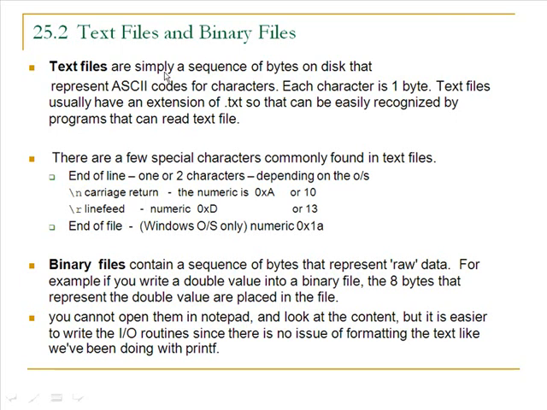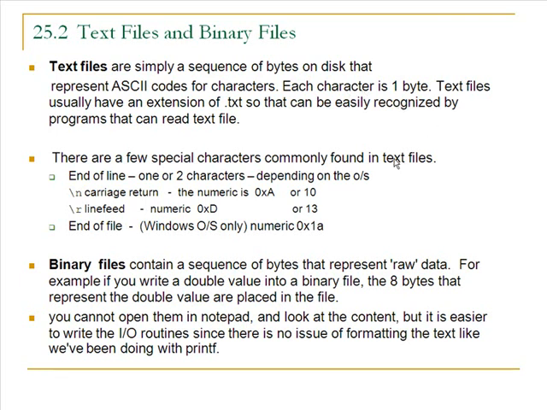Text files are simply a sequence of bytes on the disk where each byte represents the ASCII code for some character, and each character is 1 byte large, which is the same as a char variable in C. Text files usually have an extension .txt so that they can be easily recognized by programs that can read text files. For example, if you double-click on a .txt file, you usually have Notepad pop up, and it reads the bytes out of the file and displays the characters in the Notepad editor.